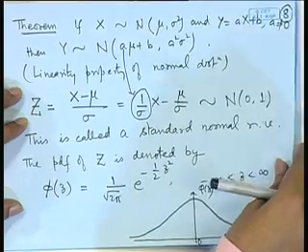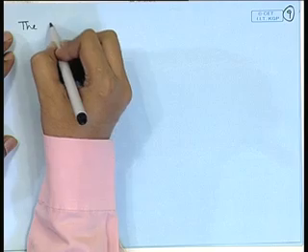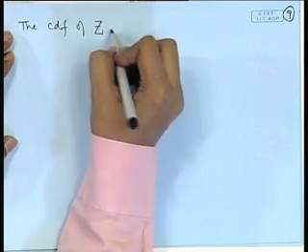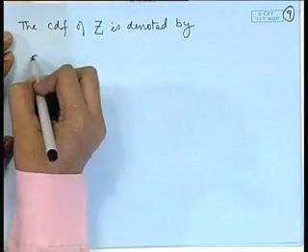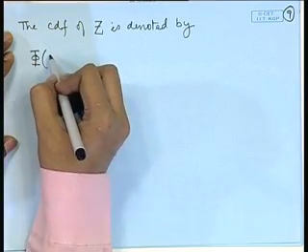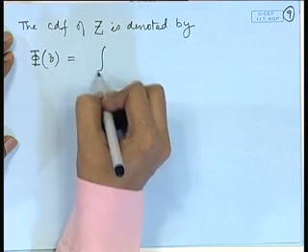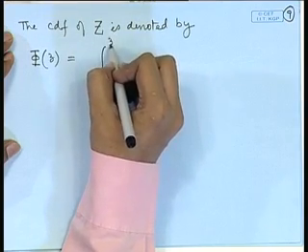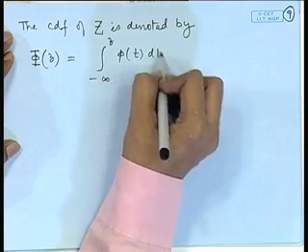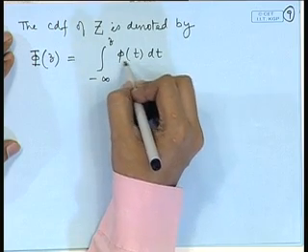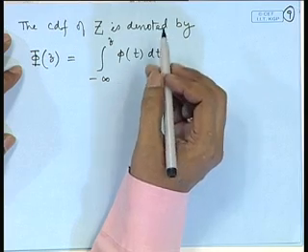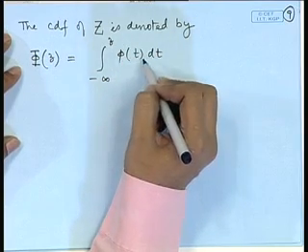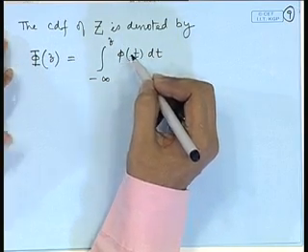The cumulative distribution function of a standard normal random variable is denoted by capital phi of z, that is integral from minus infinity to z of small phi t dt, where small phi t is the probability density function of a standard normal random variable. Now, before going to the problems, let us look at the properties of this distribution.